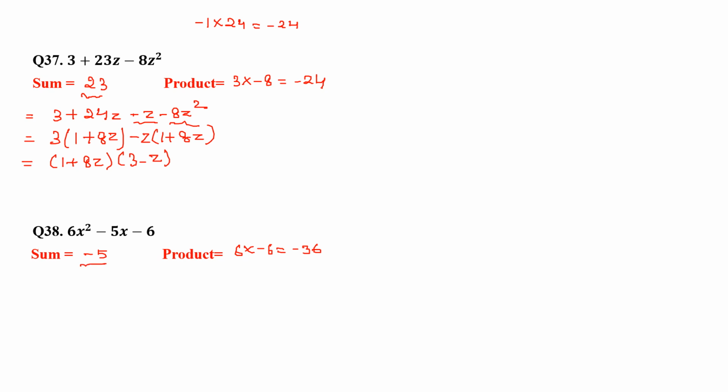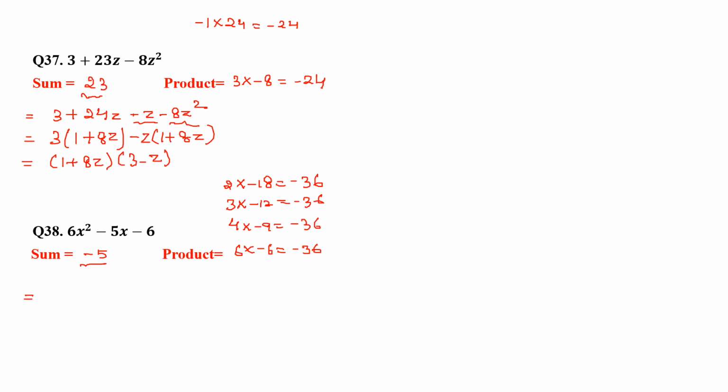So that you have to see from here. The sum is negative. So when will the sum be negative? When the greater number has a negative sign, isn't it? So now you have to see all the possible cases by keeping in mind that the greater number will have the negative sign. So in the 2 table, 2 into minus 18 will give you minus 36, isn't it? But the sum of 2 and minus 18 is not minus 5. So move to the next option. 3 into minus 12 is also minus 36, but the sum of 3 and minus 12 is not minus 5. Next, 4 into minus 9 is also minus 36, and the sum of 4 and minus 9 is minus 5.